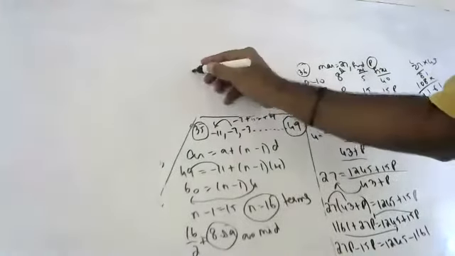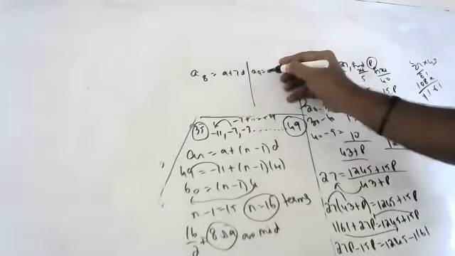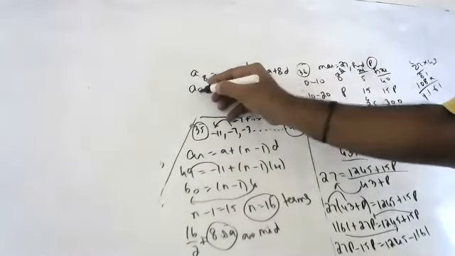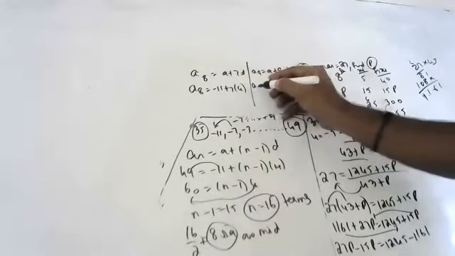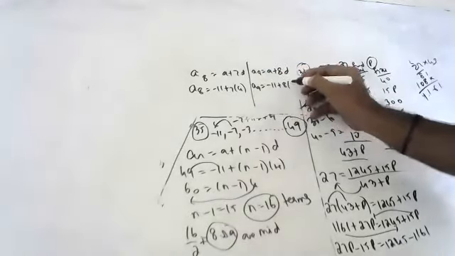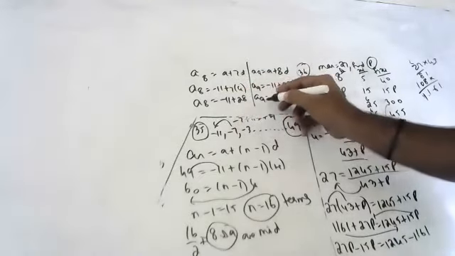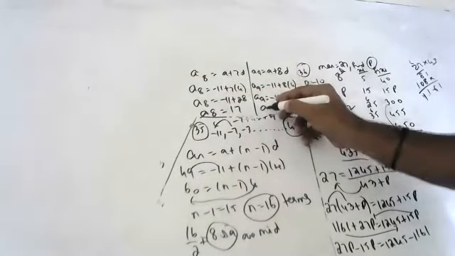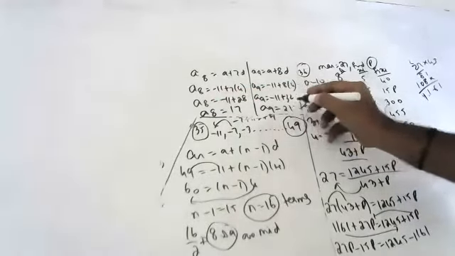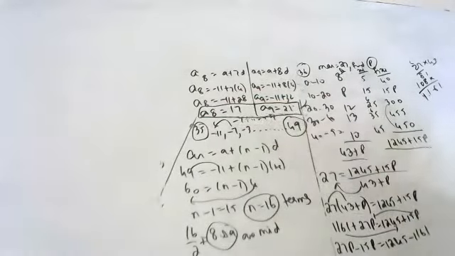Let's find the 8th term. A8 is equal to A plus (n minus 1) d, that is 7d. A9 is equal to A plus 8d. A8 is equal to A, which is minus 11, plus 7 into 4. A9 is equal to minus 11 plus 8 into 4. A8 is equal to minus 11 plus 28, which is 17. A9 is equal to minus 11 plus 32, which is 21. So 17 and 21 are the middle terms of this AP.